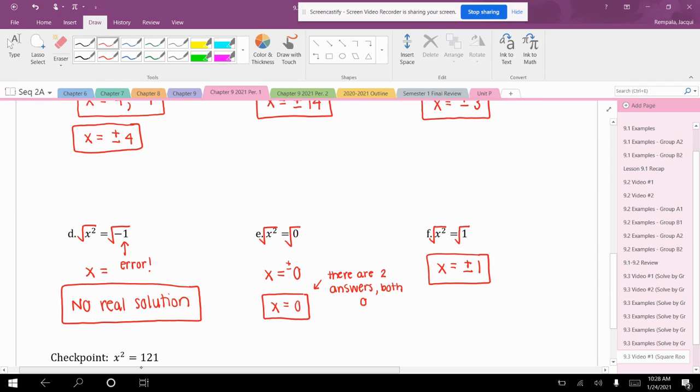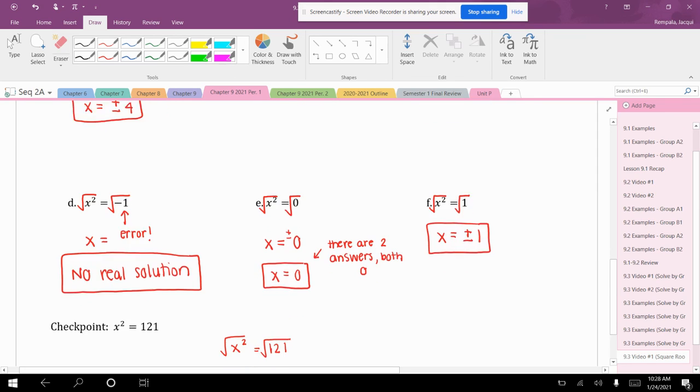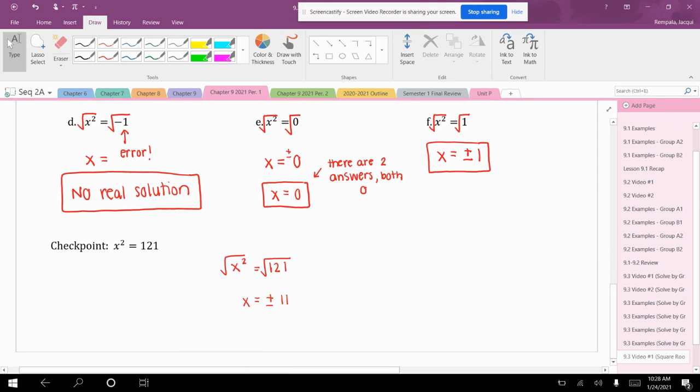Okay, so then the next one is a checkpoint. So I want you to pause the video and see if you can solve x squared equals 121. So please pause the video and try that. Okay, so hopefully you paused the video, and then hopefully you noticed that you should have gotten both a positive as well as a negative 11. This would be my answer.